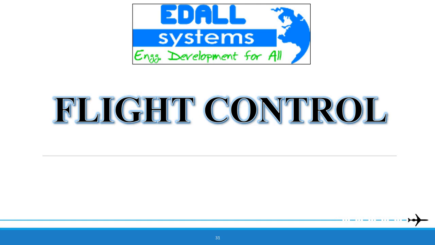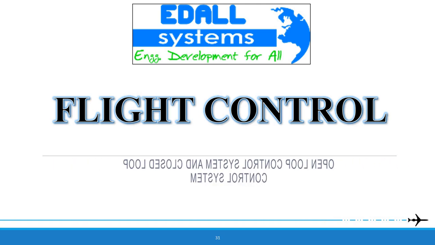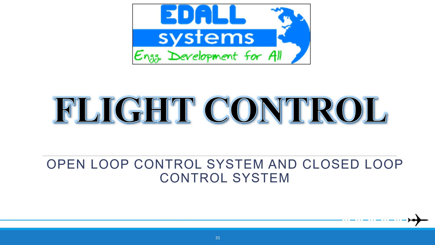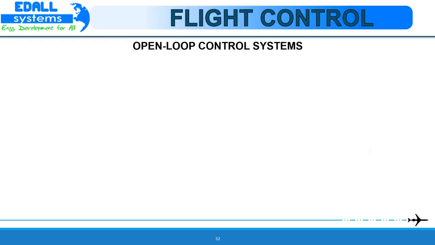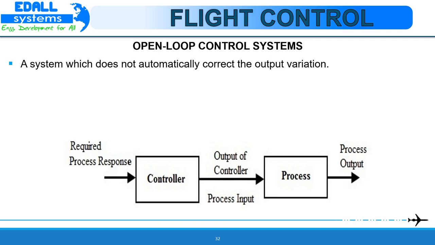To explain the terminologies of flight control, let us start off with open loop system and closed loop system in this session. Open loop system: it is a system in which the output is dependent on input, but the controlling action or input is totally independent of the output or changes in the output of the system. It is represented as the diagram shown here.